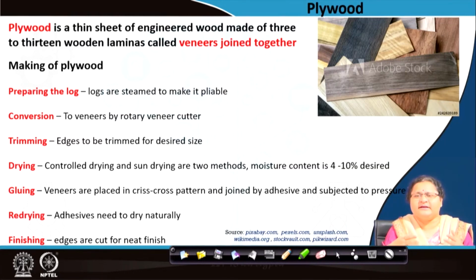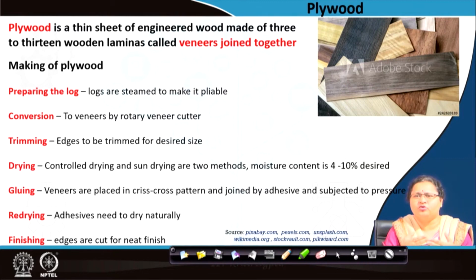Now, when the thing comes out, you need to trim it, the edges are to be trimmed, then they are to be placed for drying. Sun drying is possible if there is an abundance of land, otherwise you can go for controlled drying, and it is desired that the moisture should go down to 4 to 10%.